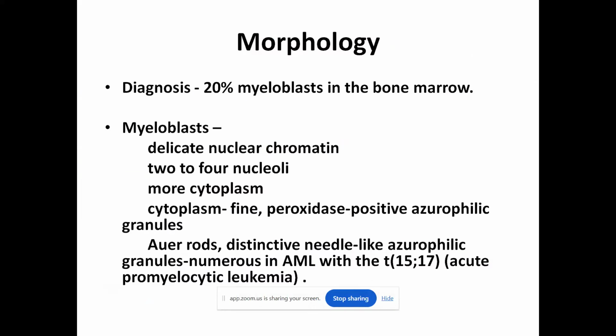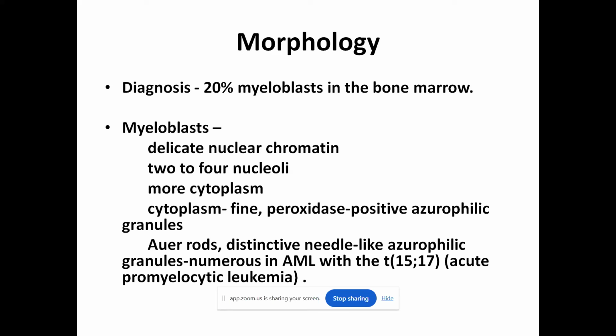Coming to the morphology, the main neoplastic cell is the myeloblast here. Mature cells will not be seen. If the myeloblasts constitute more than 20% in the bone marrow, the diagnosis of AML can be given. So how will the AML myeloblast be seen? It contains a large amount of cytoplasm. 2 to 5 nucleoli can be seen. The chromatin will be very delicate.